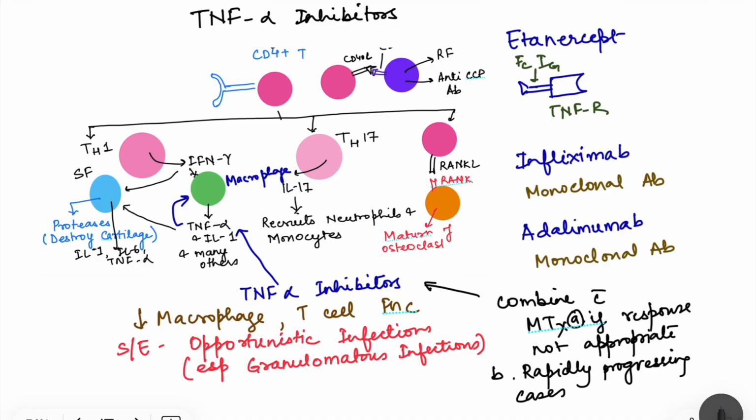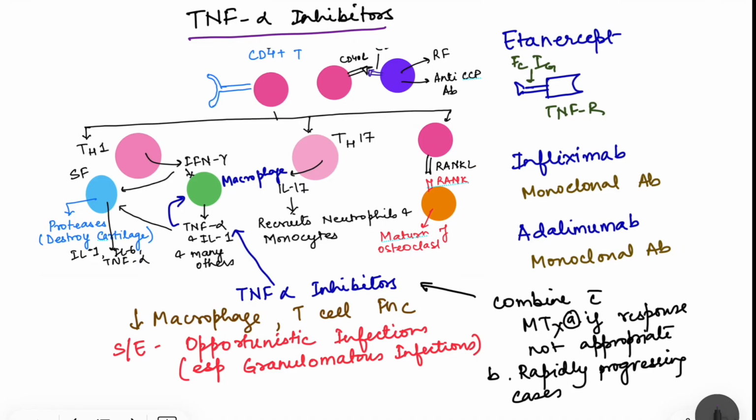Moving on to the other drugs, that is TNF-alpha inhibitors. So now we are moving on to the biologicals. We have seen how TNF-alpha is very important in the pathophysiology. These TNF-alpha inhibitors include etanercept, infliximab, adalimumab, then golimumab. These are monoclonal antibodies. Etanercept is a fusion protein of TNF-alpha receptor, and this receptor combines with TNF-alpha, preventing the binding of TNF-alpha to the receptors which are present on the cells.